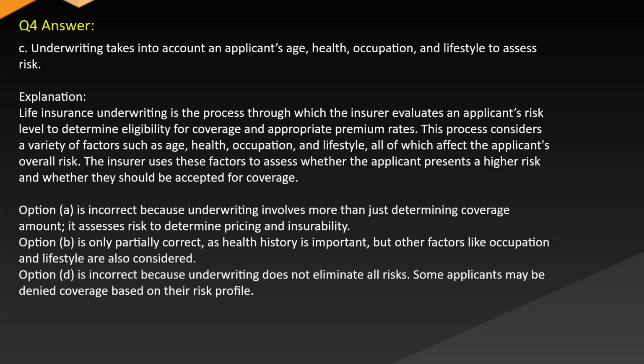Option B is only partially correct as health history is important, but other factors like occupation and lifestyle are also considered. Option D is incorrect because underwriting does not eliminate all risks. Some applicants may be denied coverage based on their risk profile.